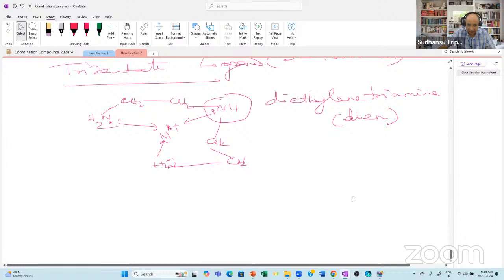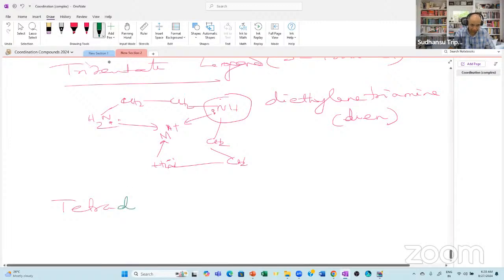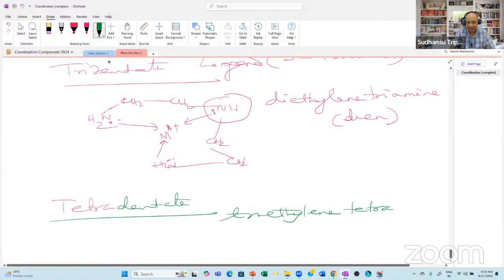And in tetradentate type, tetradentate, then it is triethylene tetramine.